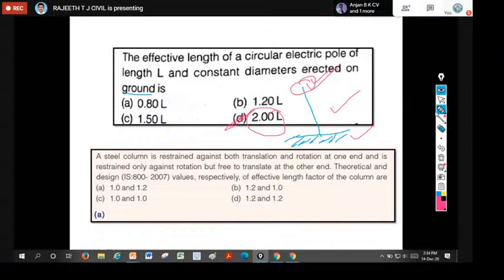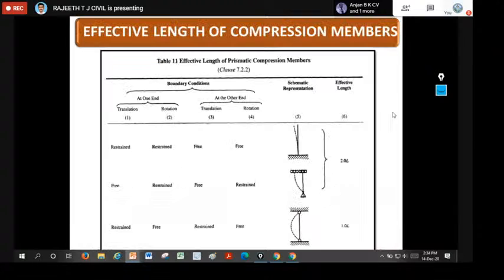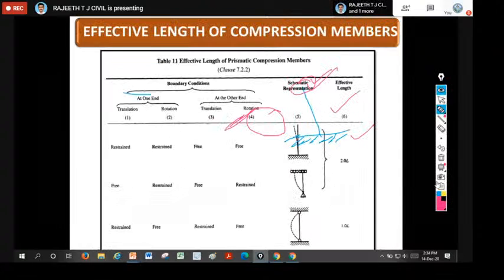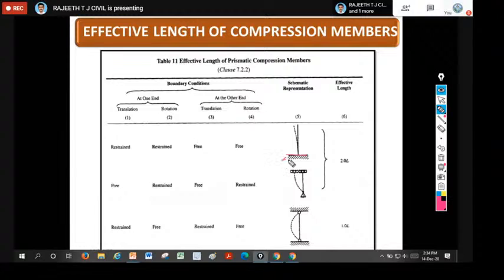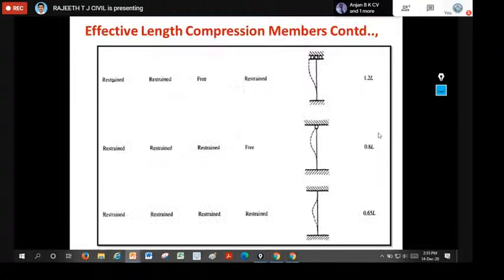If you go to the table in the code book, this is the first case they have given. On the ground they have erected an electrical pole. This is the free end and this is the fixed end. One end is restricted, given fixity at the end inside the ground, inside the earth. The other end is free, allowing rotation and also translation. Therefore, your answer is 2.0 L. This is the question they asked in the GATE exam.